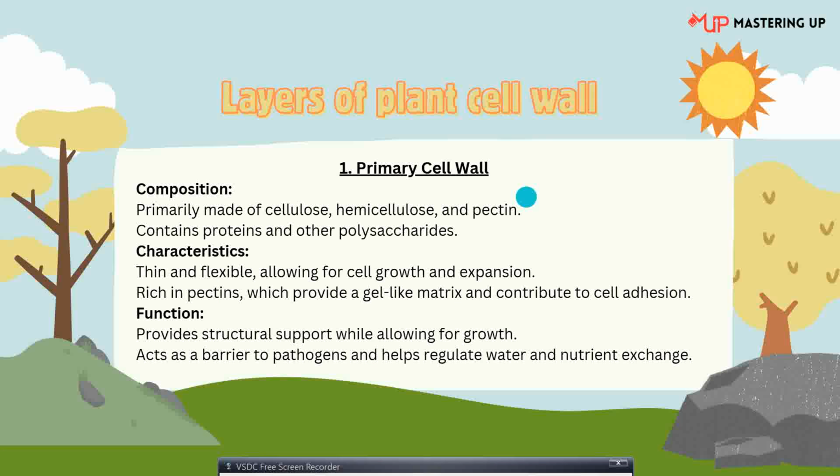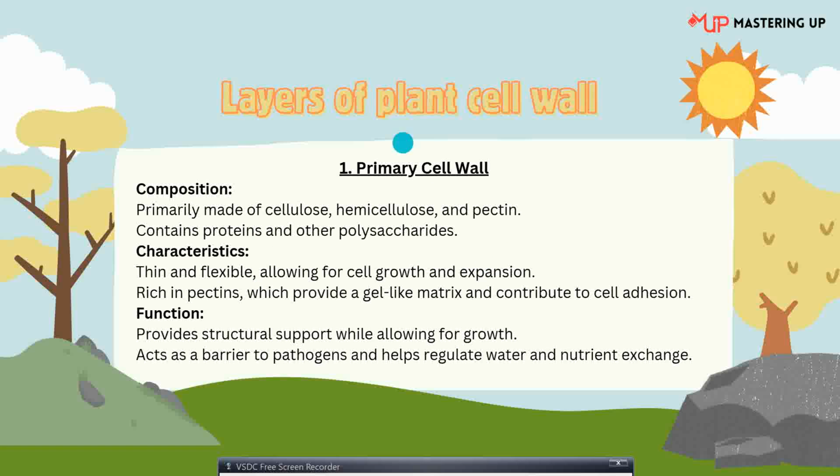Now let's discuss each layer of the plant cell wall. First of all, the primary cell wall. The composition of the primary cell wall: it is made up of cellulose, hemicellulose and pectin, and it contains proteins and other polysaccharides also. The characteristics of this primary cell wall: it is thin and flexible, allowing cell growth and expansion.